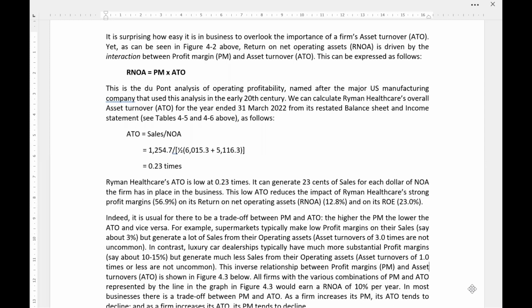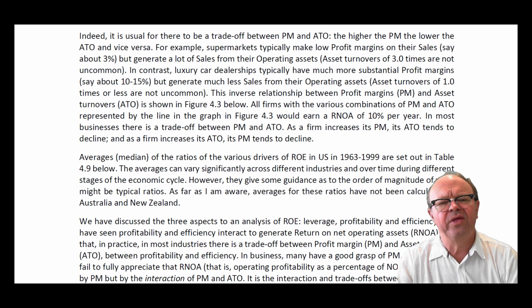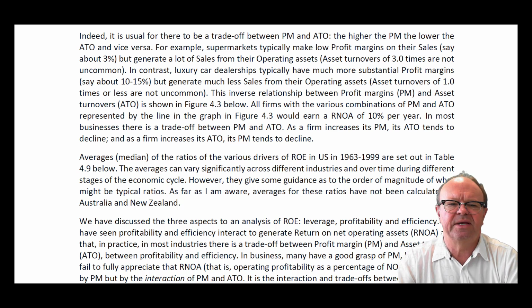Ryman Healthcare's asset turnover is low at 0.23 times. It can generate 23 cents of sales for each dollar of net operating assets the firm has in place in the business. This low asset turnover reduces the impact of Ryman Healthcare's strong profit margins, 56.9%, on its return on net operating assets, RNOA, 12.8%, and on its return on equity, 23.0%. Indeed, it is usual for there to be a trade-off between profit margin and asset turnover. The higher the profit margin, the lower the asset turnover, and vice versa.